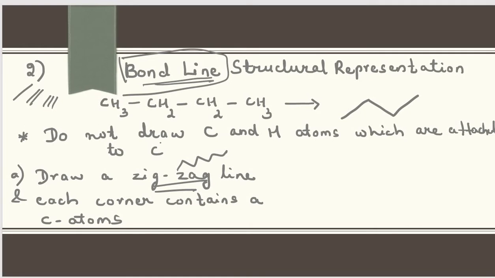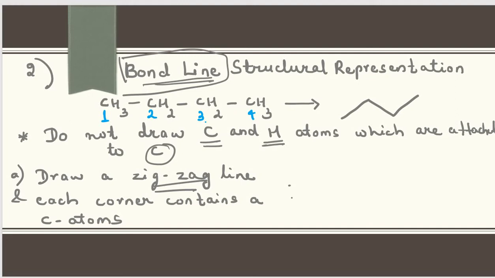The first one is, do not draw carbon and hydrogen atoms which are attached to the carbon. What does this mean? We have to represent the carbon and hydrogen in a zigzag manner. And how are we representing it? You can see here how many carbon atoms are there. In this case 4 carbon atoms are there. This is the first carbon, this is the second carbon, this is the third carbon, and this one is the fourth carbon.